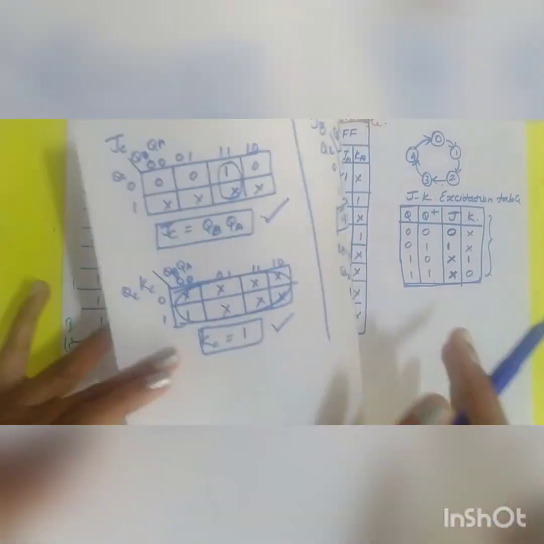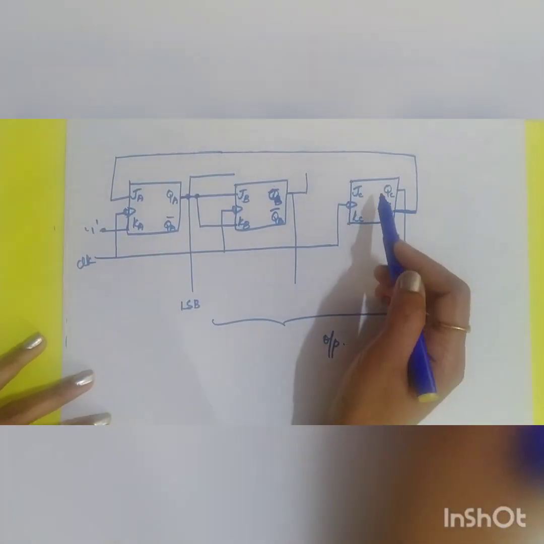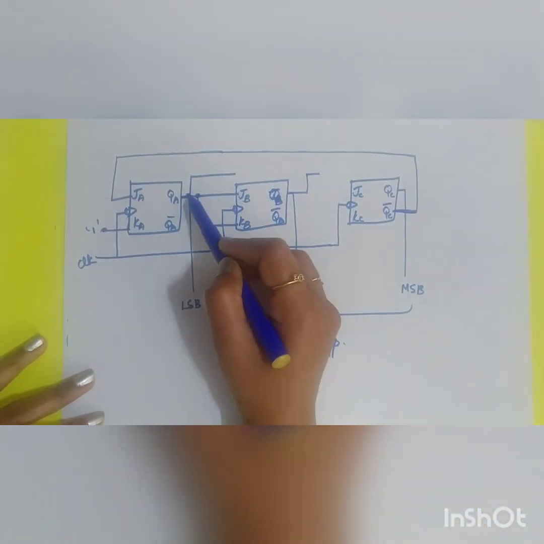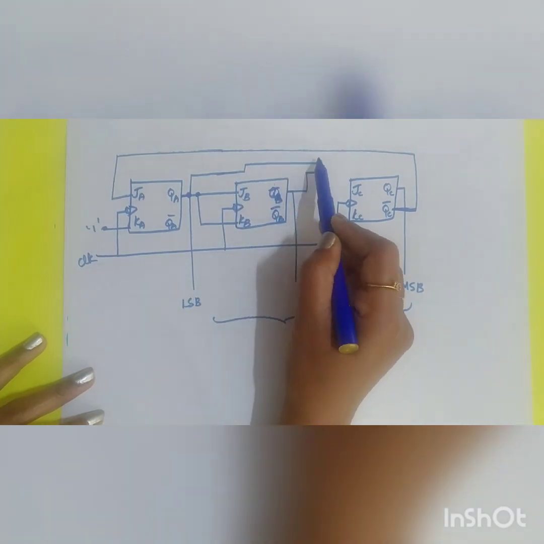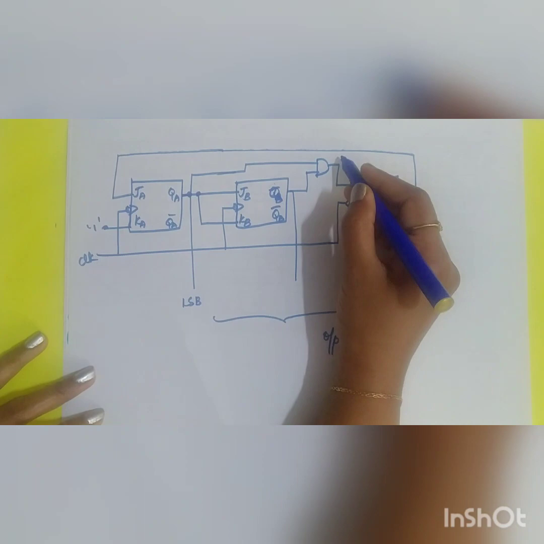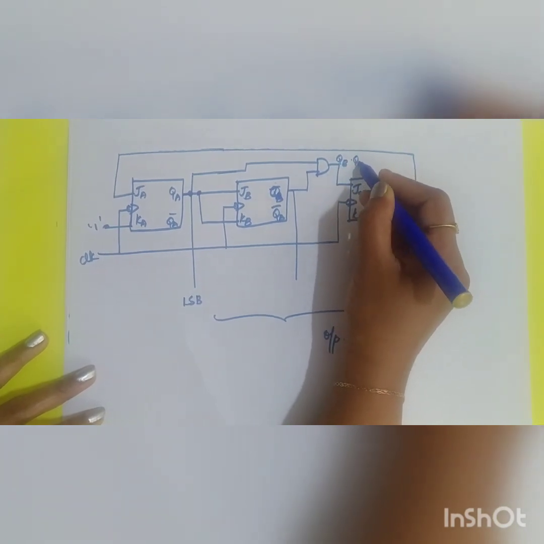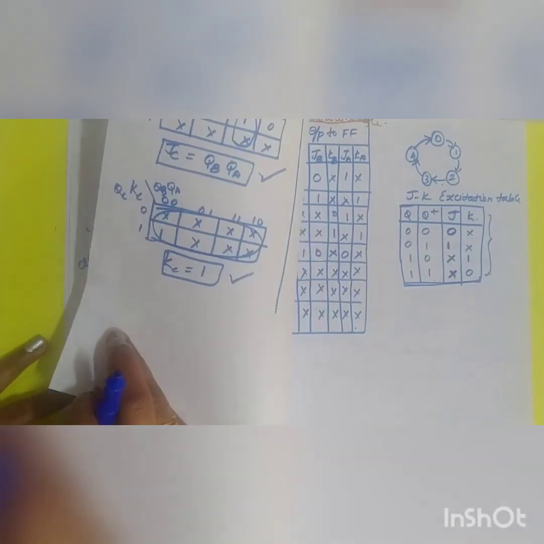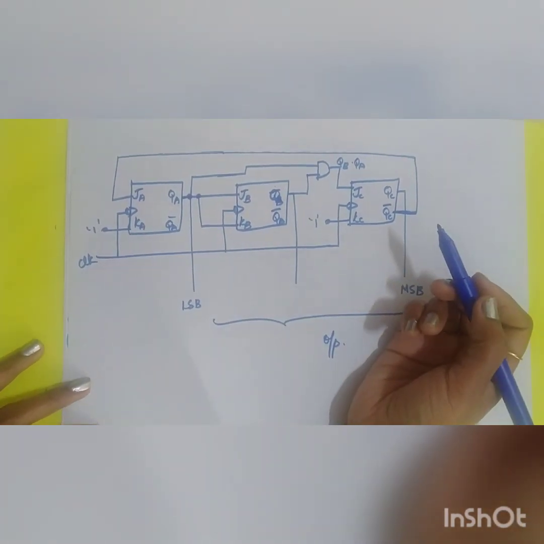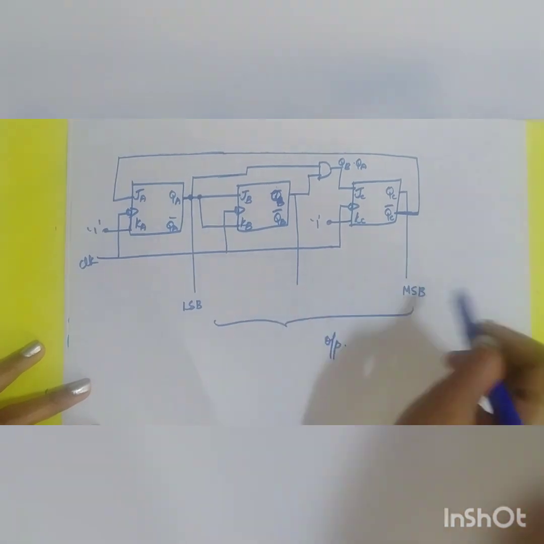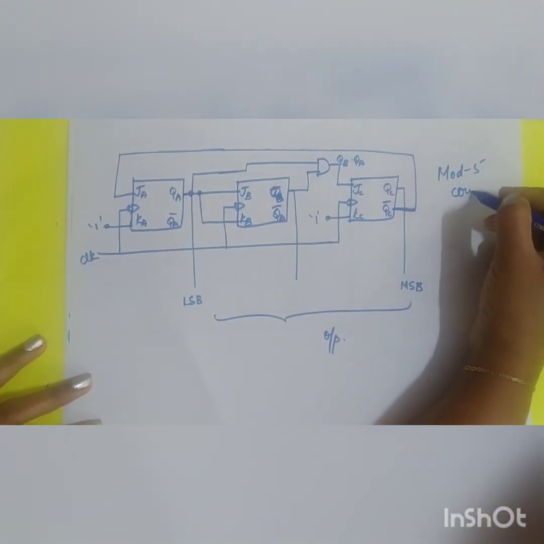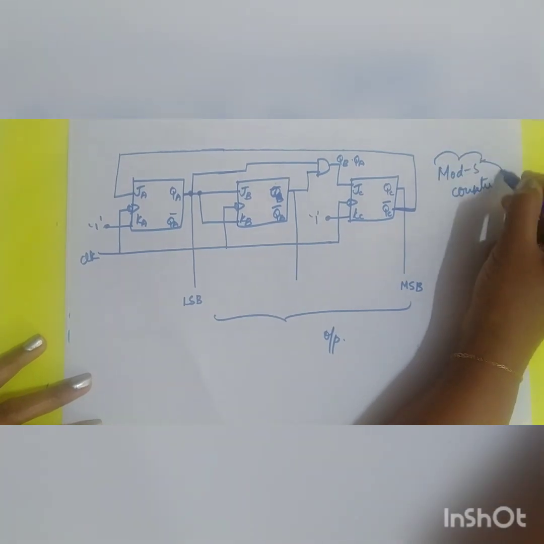Right. Now what are JC and KC? JC is equal to QB into QA. So you can use an AND gate here. I have taken a connection from here. So it is an AND gate, together you will be getting it to your JC. So this will be equal to QB into QA. And what is your KC? KC is equal to again 1. So this is a 1 or high signal. So this will be the structure of your mod 5 counter using JK flip-flops.